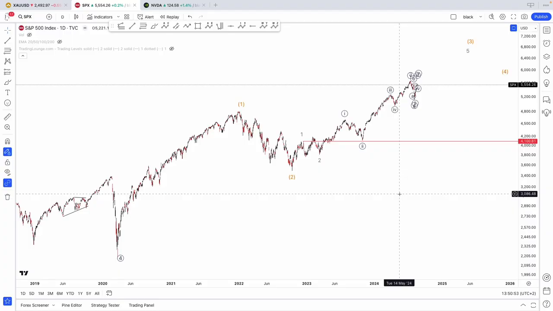Hello people, this is Ben from Elliott Wave, and today we're going to take a look at the S&P 500 using the Elliott Wave Theory as usual.